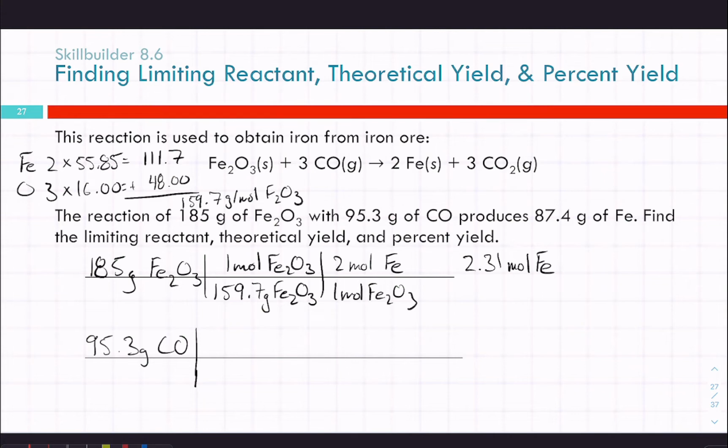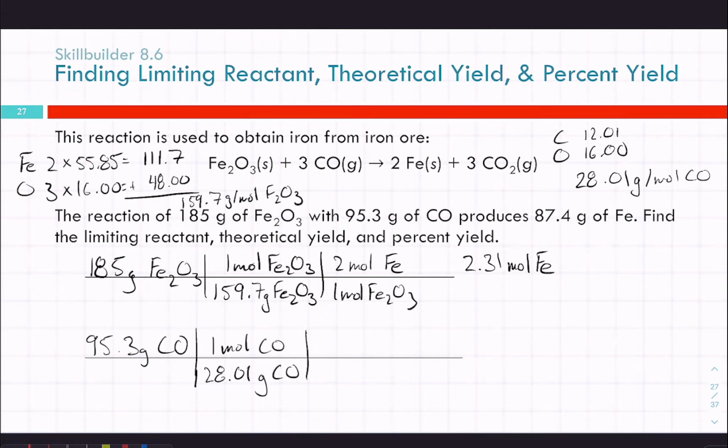Same thing with this, 95.3 grams carbon monoxide now. This is going to be 12.01, 16.00 for 28.01. So 28.01 grams of carbon monoxide is 1 mole of carbon monoxide. And then the ratio between carbon monoxide and iron is 3 to 2.